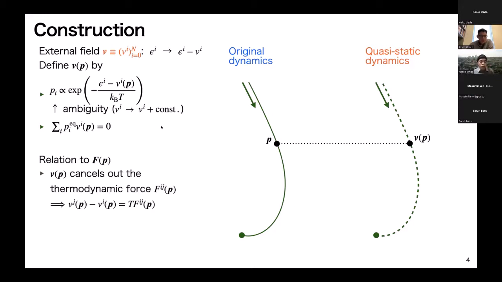We also have its relation to Fp. So V of P cancels out the thermodynamic force of Fp because P is the equilibrium under this external field. So we have this relation.